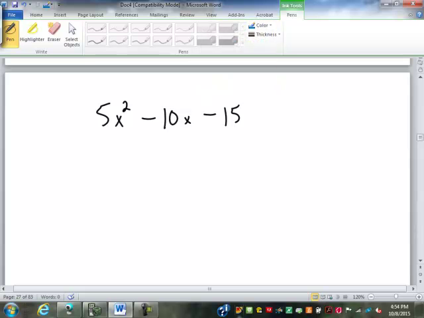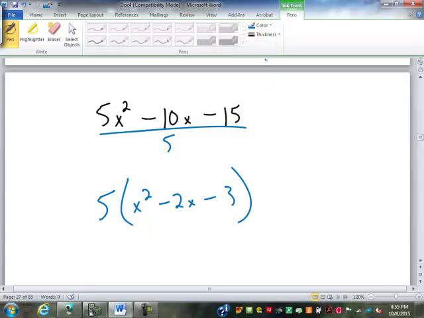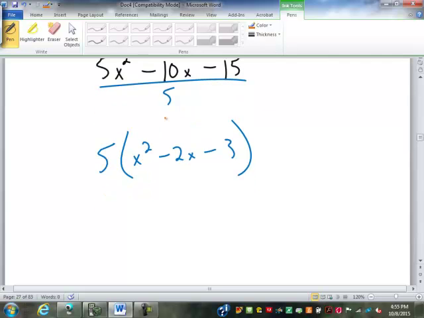Try this one in your notes. What's the first thing we always look for? Common factor. Which will be 5. Divide by 5, that is x squared minus 2x minus 3. However, just because we found a common factor does not mean we're done. We still have to check to see if we can split this up anymore.